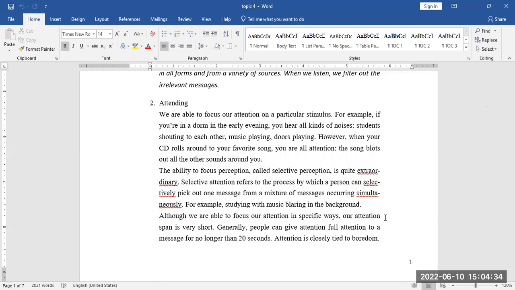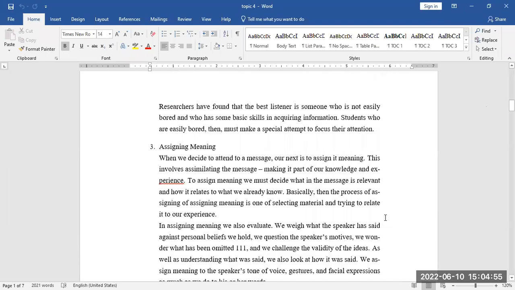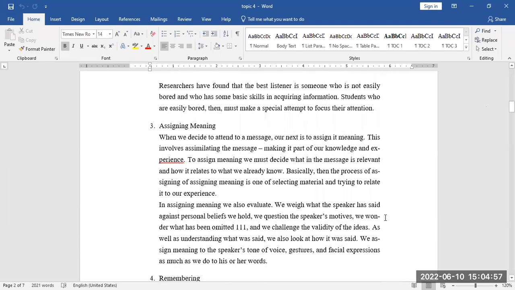So for example, studying with music blaring in the background, that is another thing. You can study with the music blaring in the background, and your attention is focused on that particular music. That one is simply called selective perception or selective attention. You are actually paying attention to that particular music.